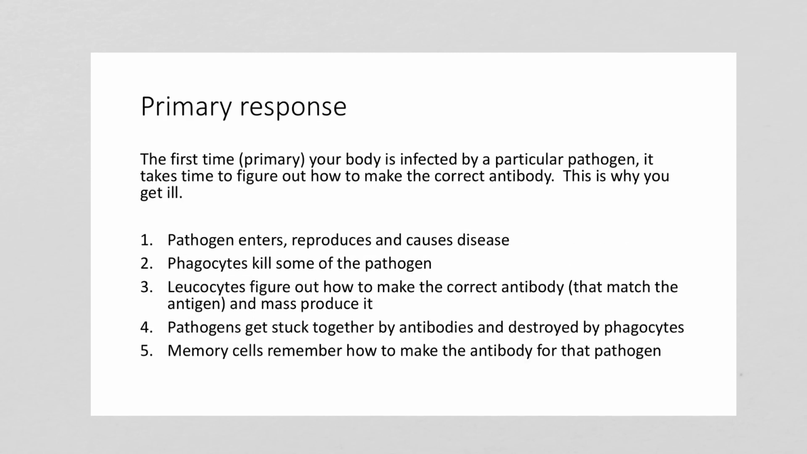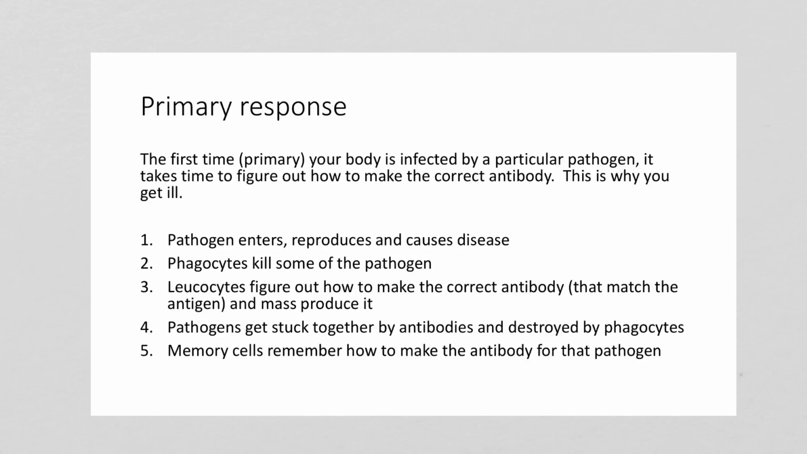To recap the whole thing and go through the stages, the primary response is when you encounter a pathogen for the first time. So you've never had this pathogen in your body before. The immune system doesn't recognize it. Pathogen gets into the body, starts reproducing really quickly, and then if it's a bacteria, is releasing toxins. If it's a virus, starts injecting its genetic material into your cells, etc., which causes the disease. Some of the phagocytes will come along and kill a few of the pathogens, but is only doing one at a time. Then your leukocytes, your white blood cells that make antibodies, figure out how to make the correct antibody, the one that has the matching shape to fit the antigen.